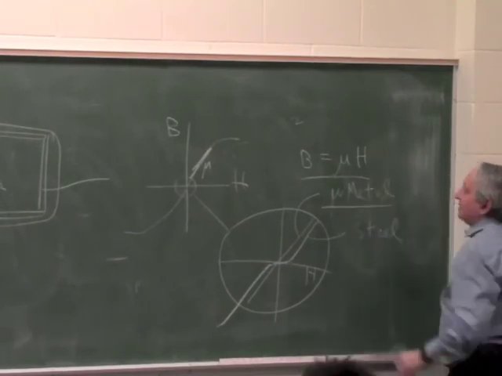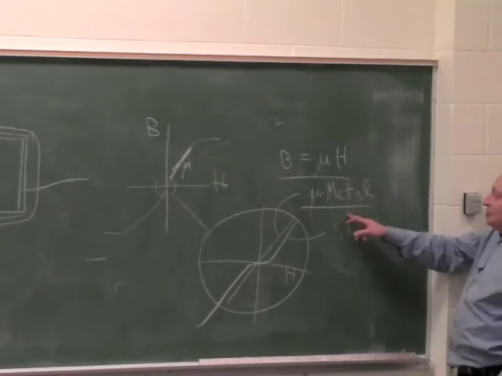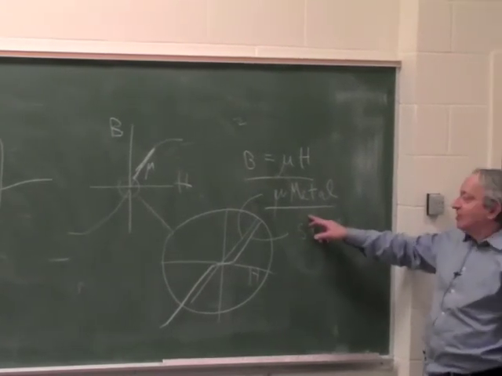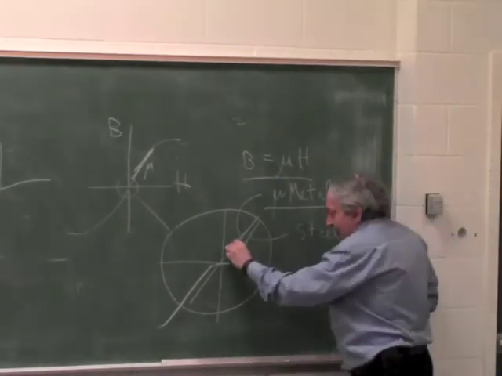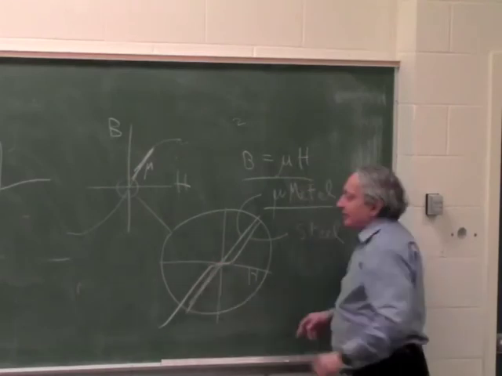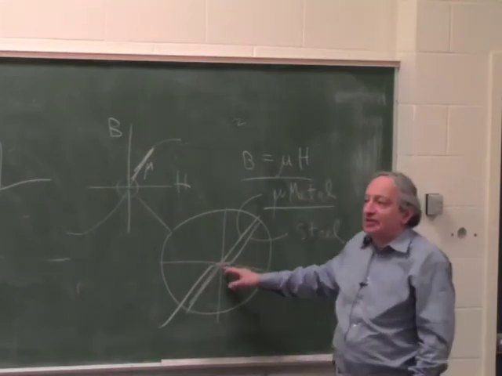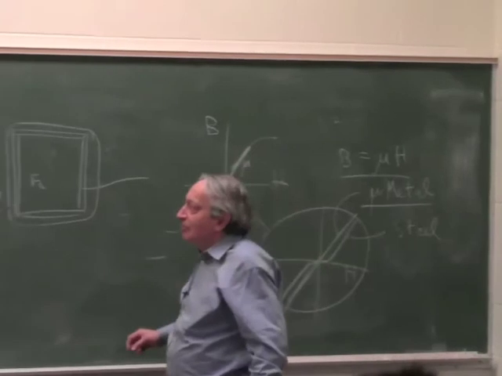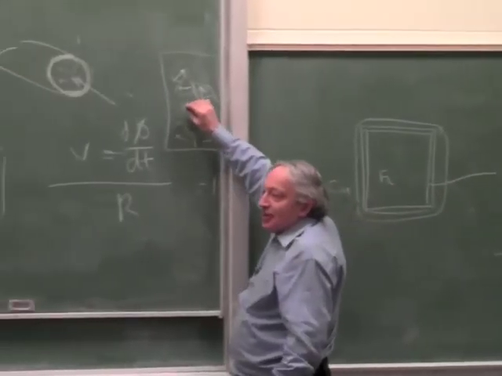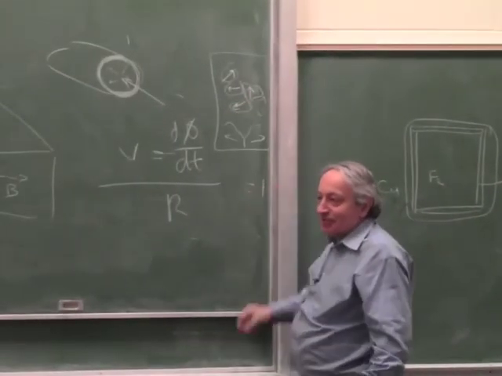Mu metal is a trade name, but it's also known by the generic name mu metal. This alloy goes through zero and has full permeability at zero field. So mu metal has very small domains that are easy to rotate, and doesn't have this problem.